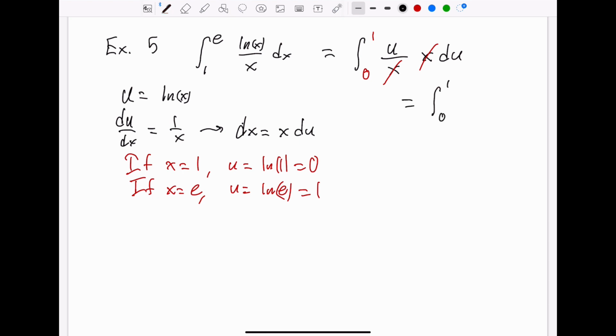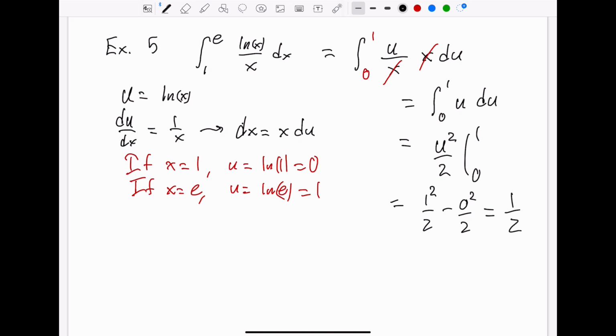The integral from 0 to 1 of u du. All right, take the antiderivative of u squared divided by 2. We'll plug in the 1, we'll plug in the 0. 1 squared divided by 2 minus 0 squared divided by 2. 1 squared is 1, divided by 2. We have 1/2 minus 0. The answer is 1/2. Notice once again that we do not return to the original variable x. When we're performing u substitution on a definite integral, we leave everything in terms of the new variable u. We do not write the answer in terms of x.